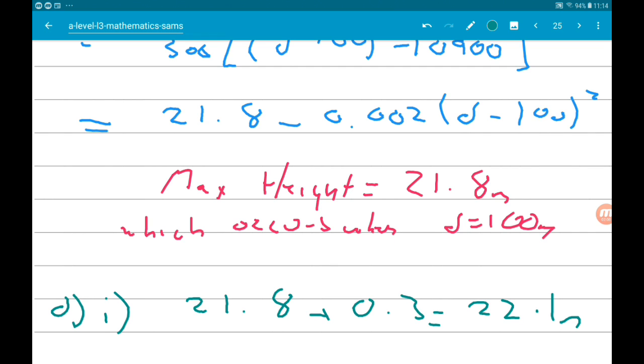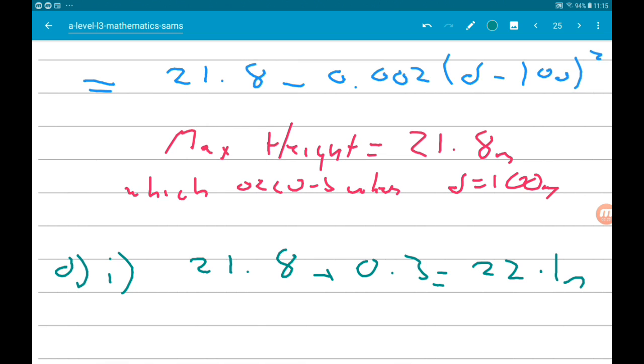Okay, and then part 2 wanted us to find the horizontal distance from the archer of the arrow when it is at its maximum height. So because the d and d squared part are exactly the same, it's going to be at the same value of d as for our archer above. So it's just, again, at d equals 100.